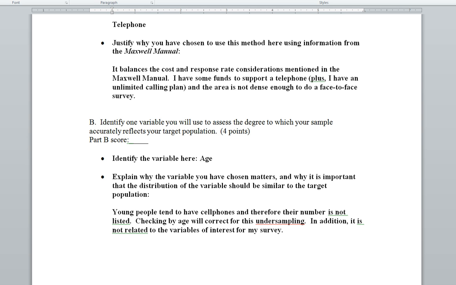The reason is that if I unintentionally over or undersampled, I may get an inaccurate result that will skew my survey. There we are. You might want to write a little bit more than that, but that's basically the gist of how to answer this. And that's your 5-minute module for today.